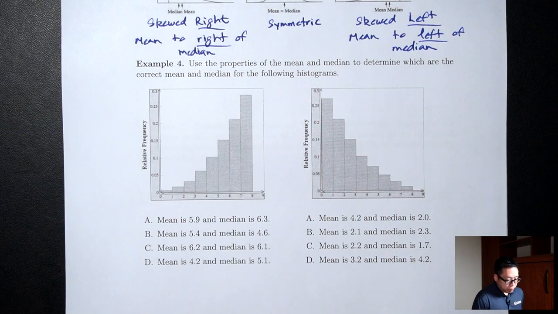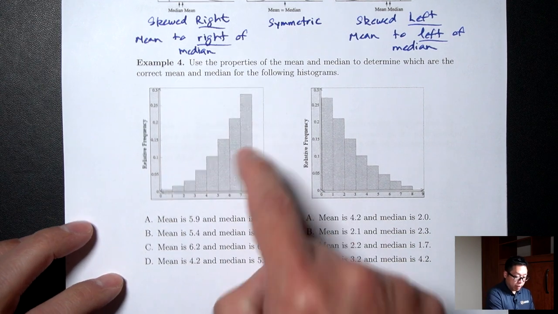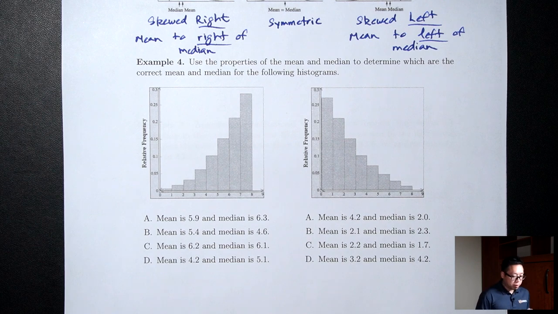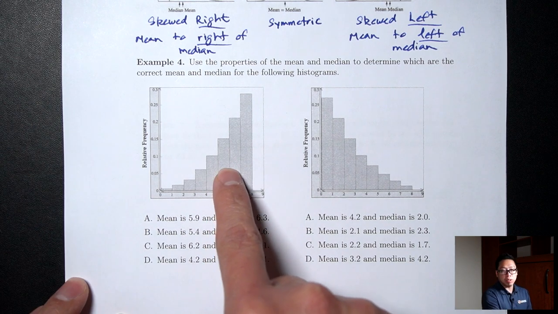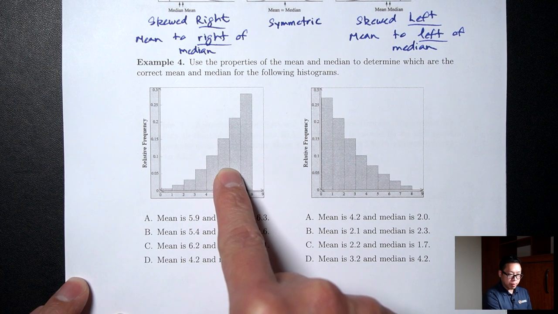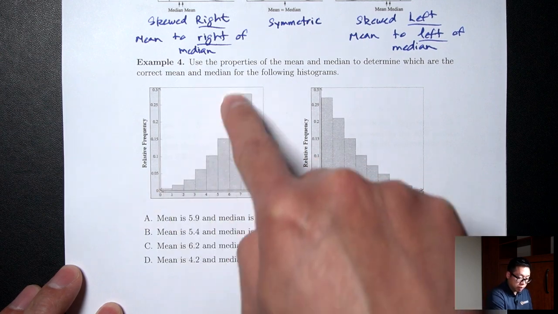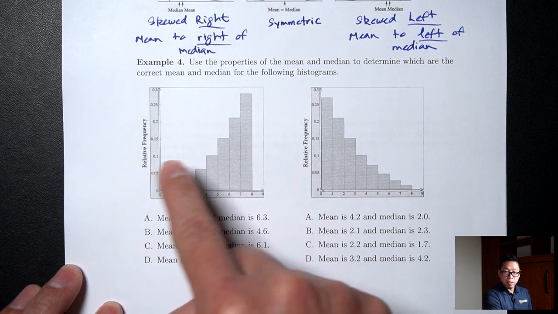Back to example four. Here we have a histogram, and we're asked to pick out the mean and the median from these choices. So here's the strategy. First, is this picture skewed left or skewed right? Skewness refers to the location of the tail. Here's the tail. It's on the left side. This is skewed left.